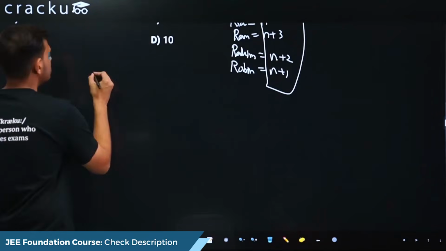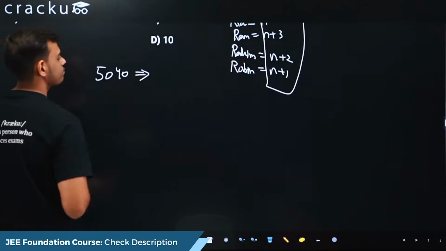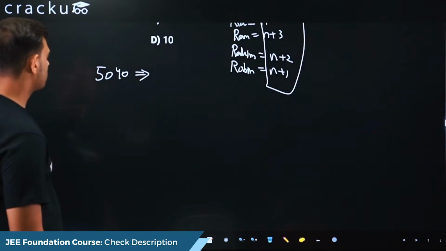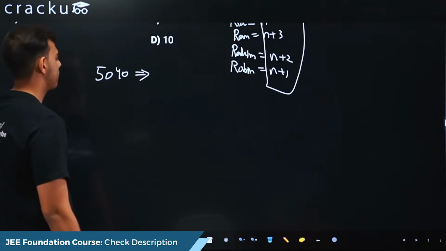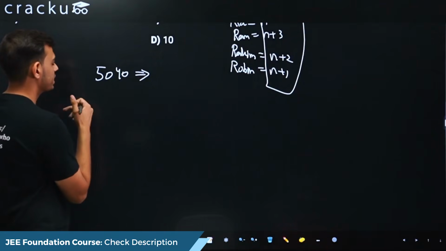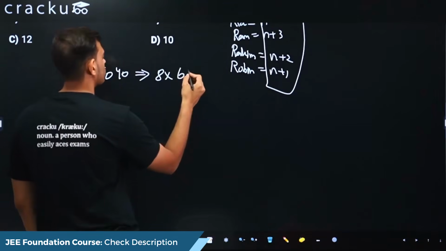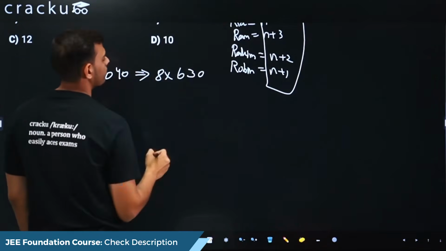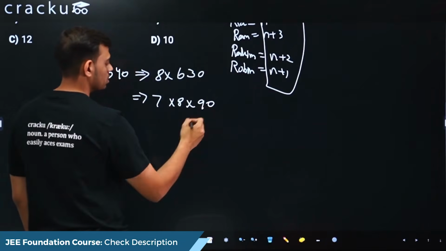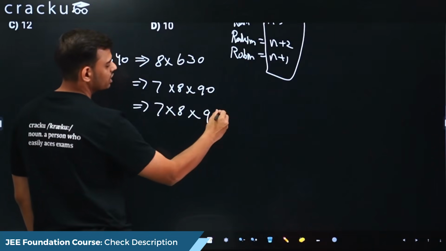Let us try to factorize 5040 and see what we can do here. Do we get a pattern or something? The first factor that I can think of is that it is divisible by 8. Let's divide it by 8. 8 multiplied by 630. 630 is definitely divisible by 7. We get 90. Wow. We get the terms to be 7, 8. 90 can be written as 9 and 10.